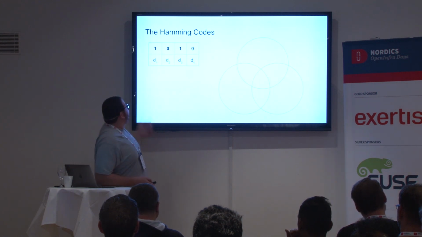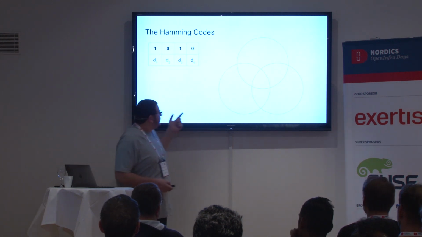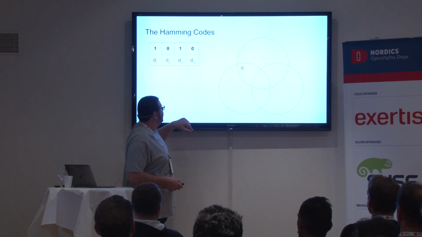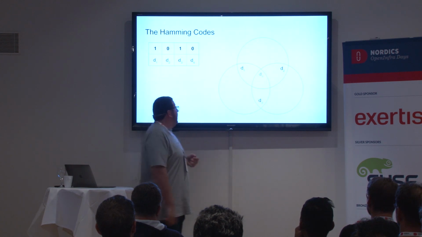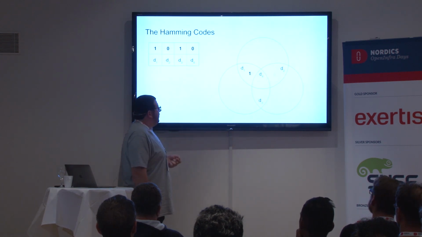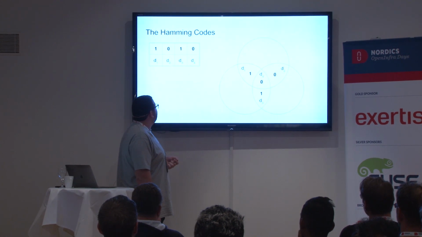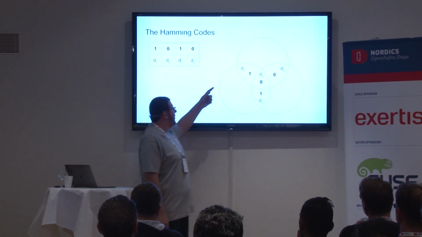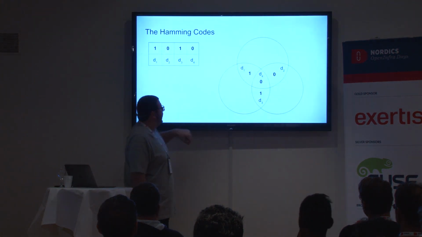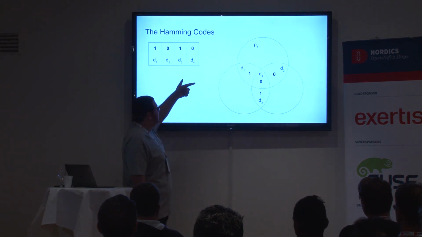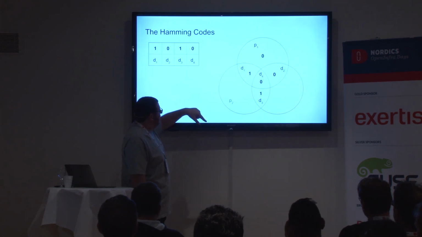So imagine we have 4 data bits, 1, 0, 1, 0. We put them in 3 circles, which are overlapping, and we put the data bits in the overlapping pieces. So D1, D2, D3, D4, 1, 0, 1, 0. Next, we calculate the parity within each circle. For each circle, we calculate the parity bit. So for circle 1, we have 1, 1, so that's going to be a 0. For circle 2, we have 2 1s, so that's a 1. And circle 3, we have 1 1, so that's a 0 again.